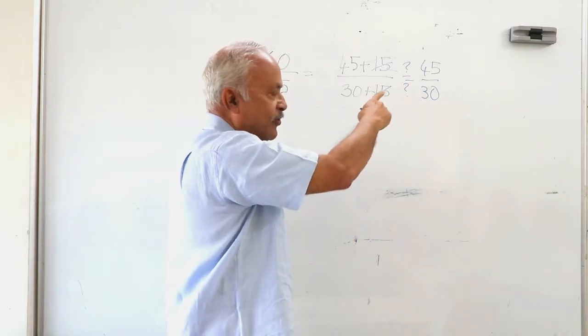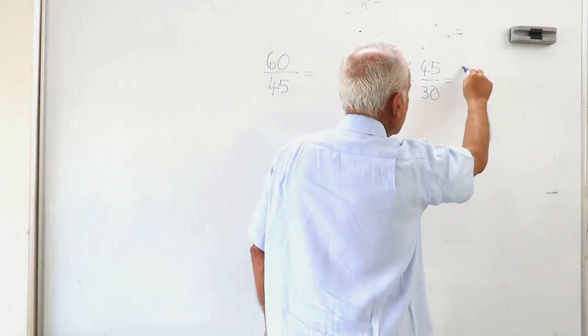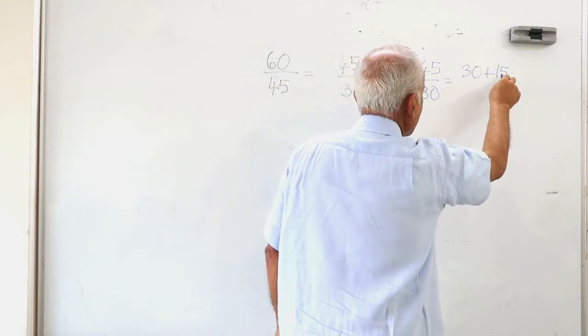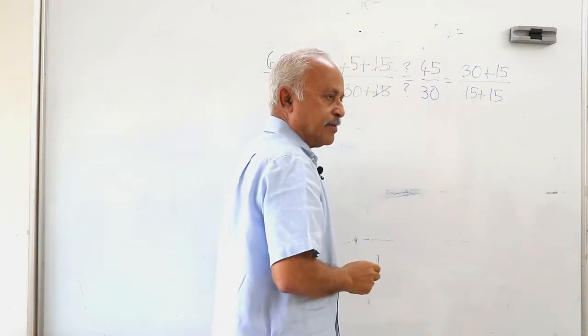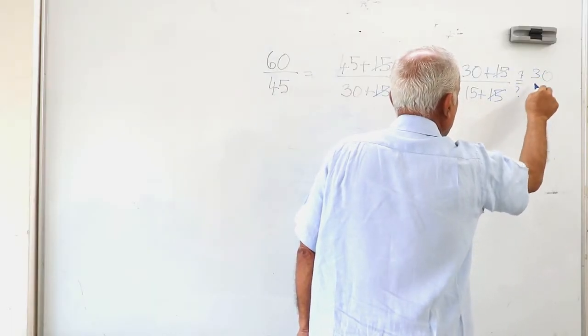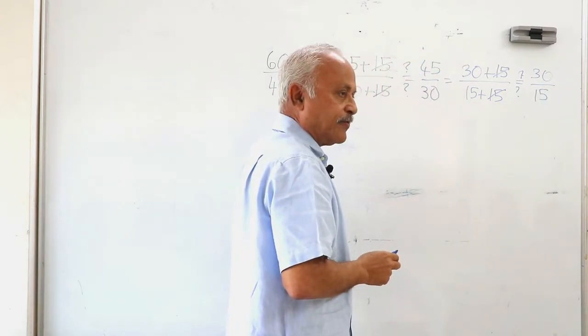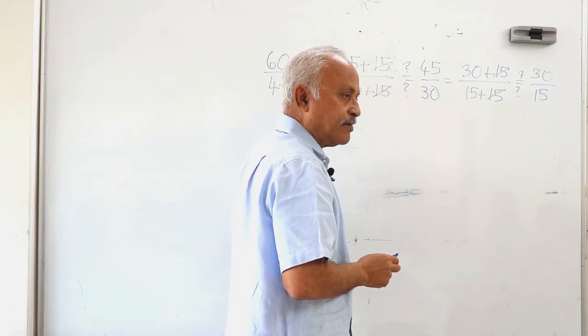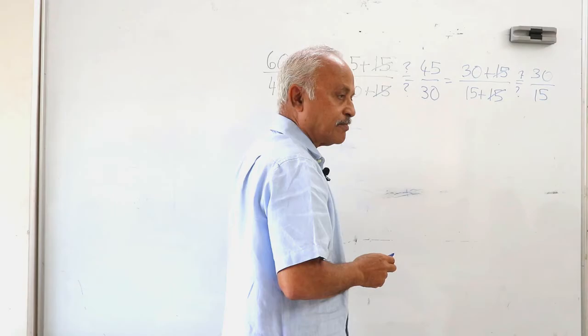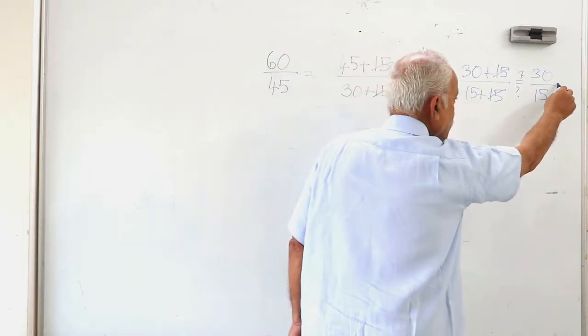Now, I am going to write 45 as 30 plus 15, and I am going to write 30 as 15 plus 15. Can I cancel again? 15 and 15. I cancel 15 and 15. What is remaining? 30 and 15. That is 30 upon 15. And what is 30 upon 15? Fifteen ones are 15, 15 twos are 30. So this is equal to 2 by 1.